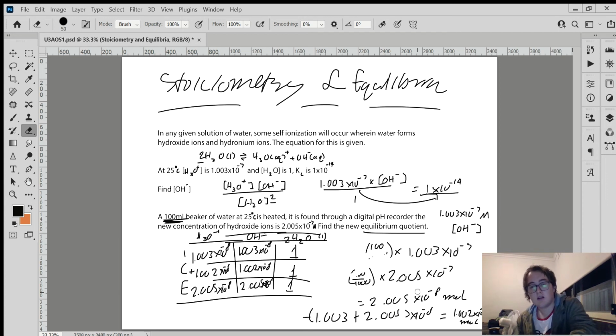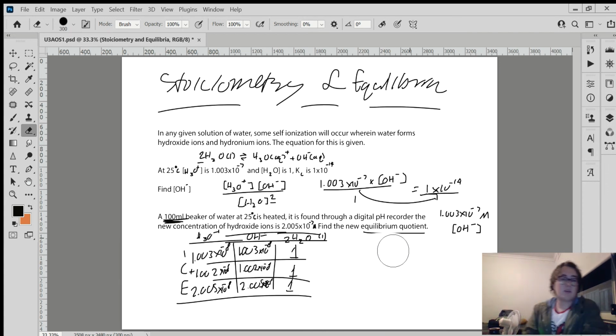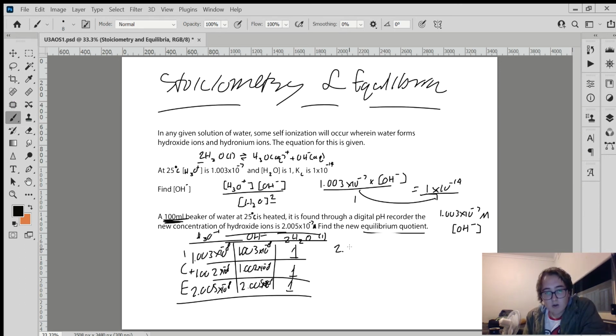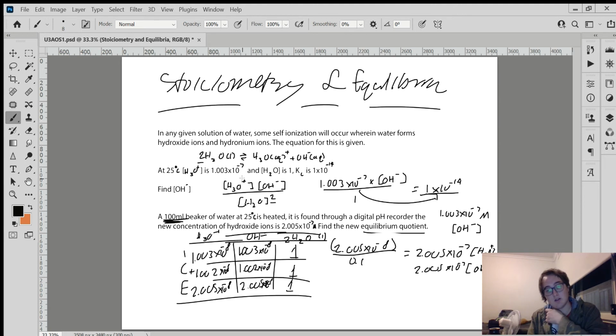I'll erase this for more room. So we are left with 2.005 times 10 to the negative 8. We're dividing it by 0.1, which gives us 2.005 times 10 to the negative 7. And that's our concentration of hydronium. We already know our concentration of hydroxide is this. So now we just have to plug it back into this formula and we'll find our answer, which is 2.005 times 10 to the negative 7, squared.